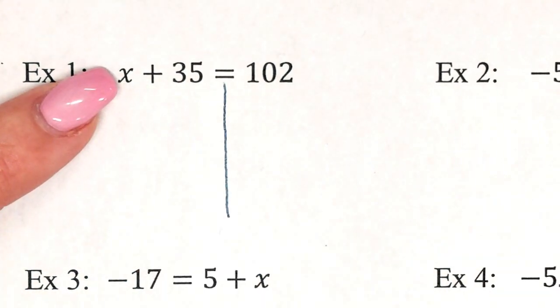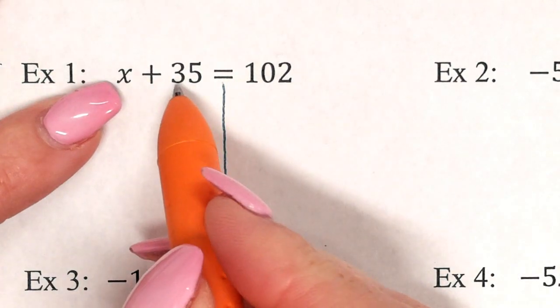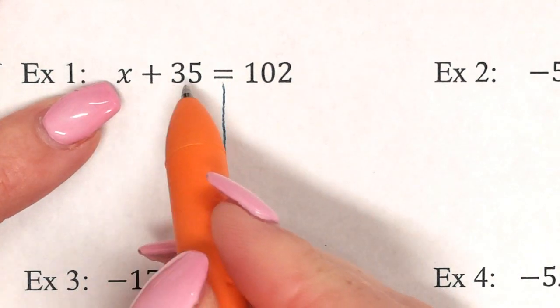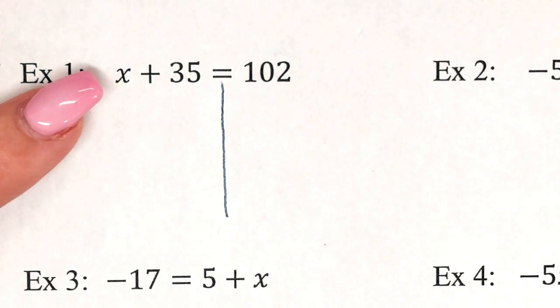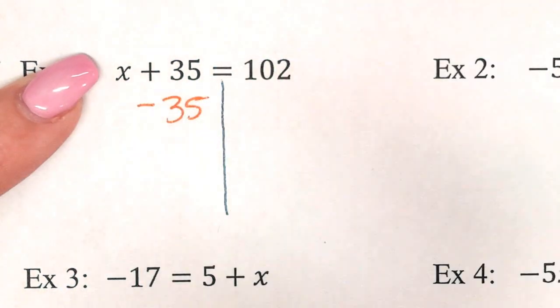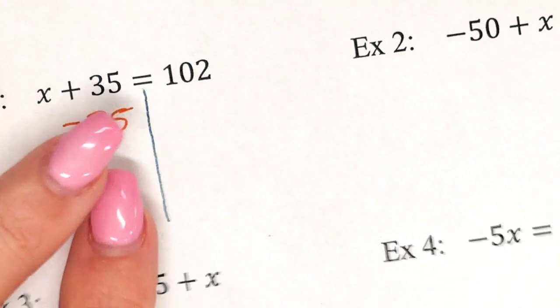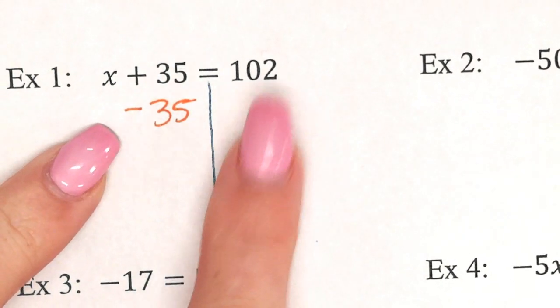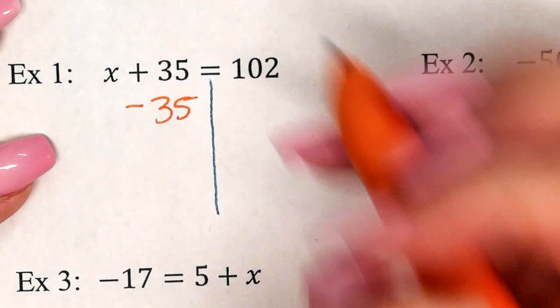I want to isolate the x. What does that mean? I want to get the x by itself. So I need to get rid of this plus 35. What is the opposite of plus 35? Subtract 35. But what I just did is I made my triple balance beam go unlevel, because I did something to this side, and I didn't do it to this side. So I have to do it to both sides.